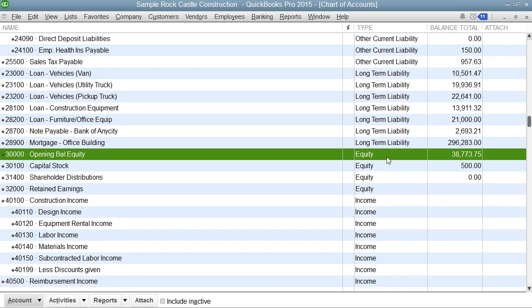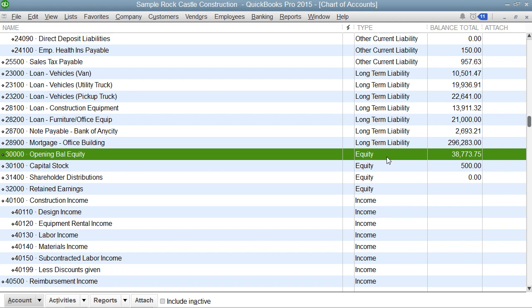Now, equity is the difference between what you have, your sum assets, and what you owe, all of your liabilities. The basic formula for calculating equity is assets less liabilities equals equity. Equity is seen as representing the health of your business.